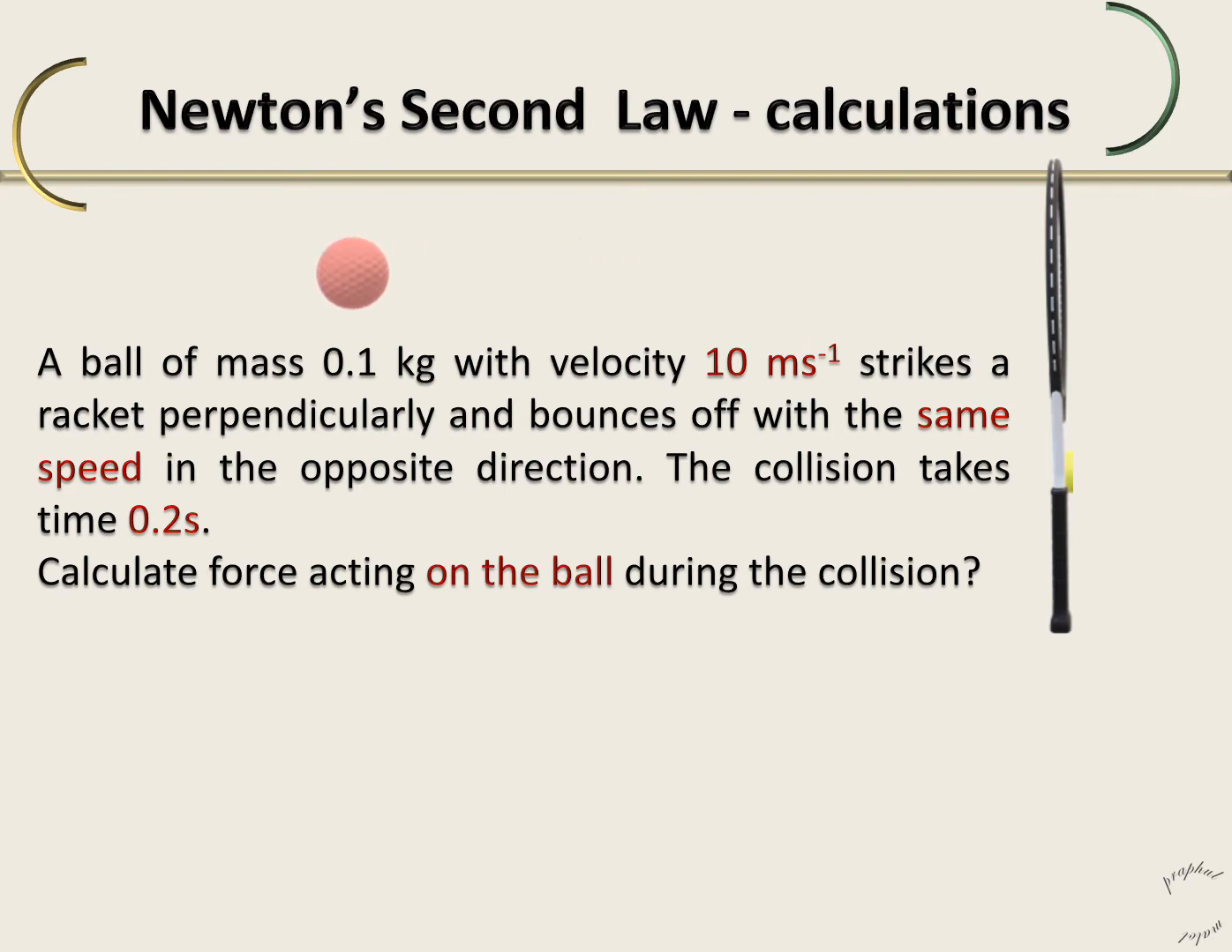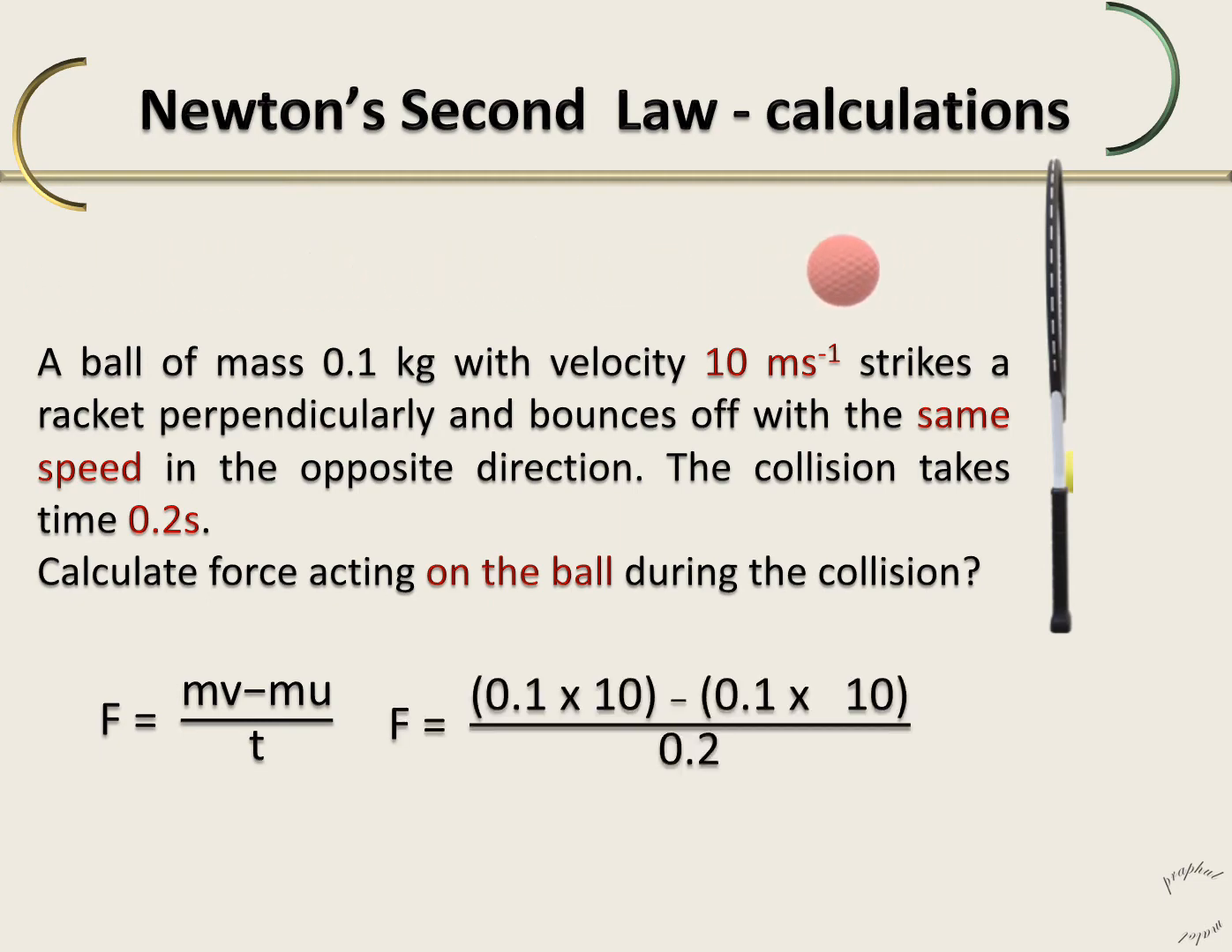And the collision lasts for, say, 0.2 seconds. So how much force did the racket give on the ball? That's the question. Let's use the equation directly, Newton's second law. I am putting the values in there. 0.1 is the mass. Initial velocity is 10. Final velocity is also 10, divided by 0.2.